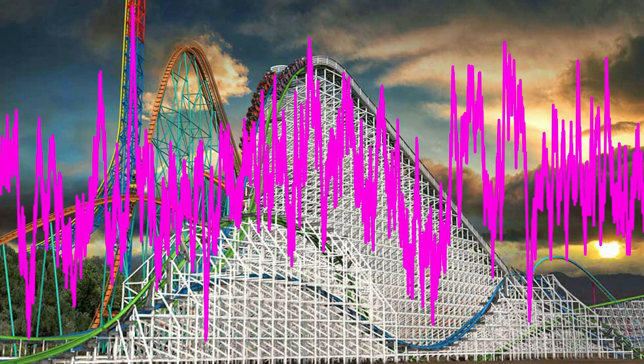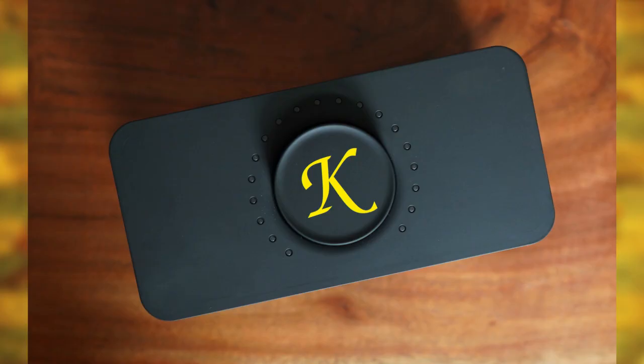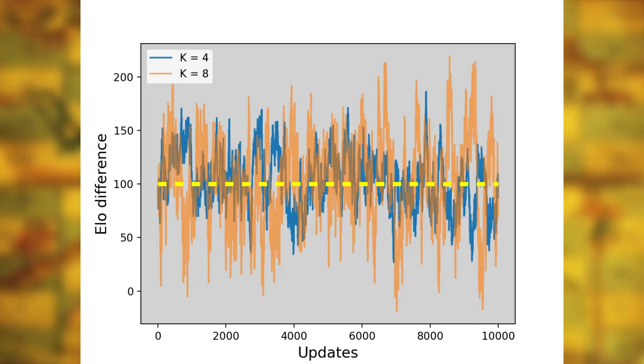And there's only one knob we can control, K. See what happens when Alice and Bob play in a system which uses K equals 8. The higher the K, the wilder the swings. So why don't we use a very small K?